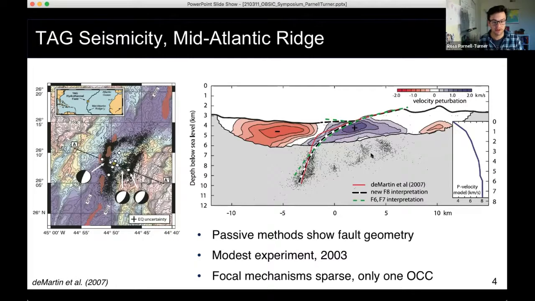Yeah, that's right. And then these events that you can see in this cross section, we really don't know what their mode of deformation was. I know there's a couple of focal mechanisms here, but they're pretty poorly constrained, and I wouldn't hang my hat on them. And we don't really understand what's going on in the hanging wall. Interesting.